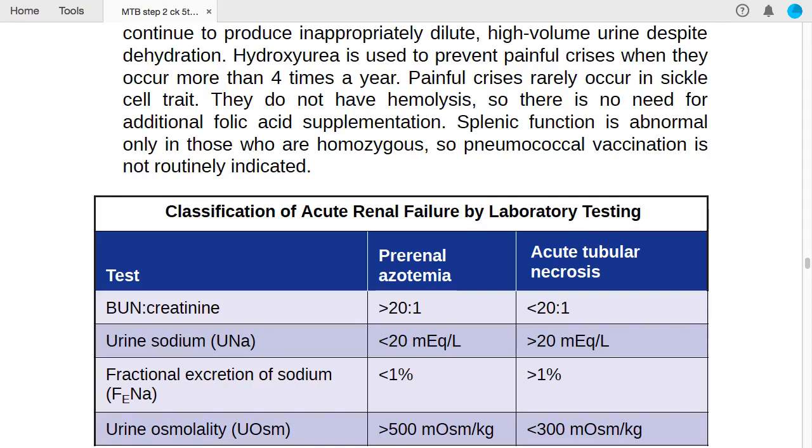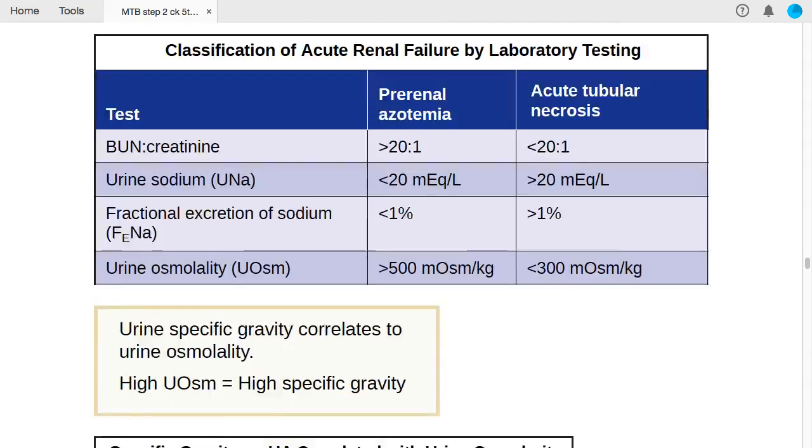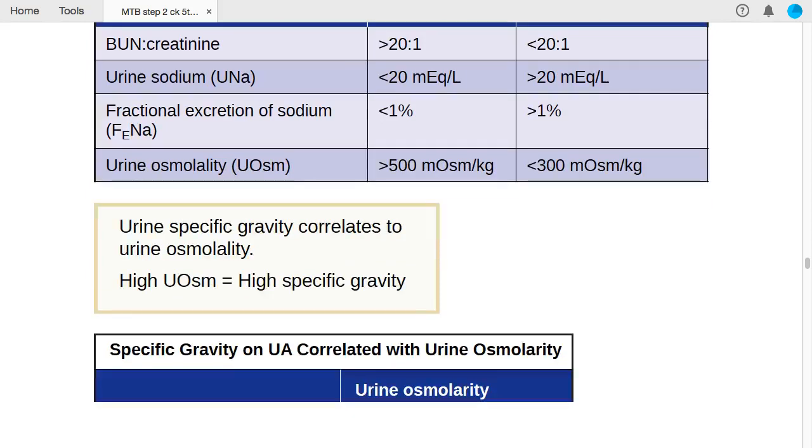So in ATN, only the urine sodium is more and fractional excretion of sodium is more. The other two things, that is BUN and creatinine ratio and osmolality, will be decreased as compared to pre-renal azotemia. Now, a point to ponder here is that urine specific gravity correlates to urine osmolality. If someone is having high urine osmolality, the specific gravity will also be raised. So both of them are congruent. If one is raised, the other will also rise. So osmolality corresponds to specific gravity. High urine osmolality means high specific gravity.